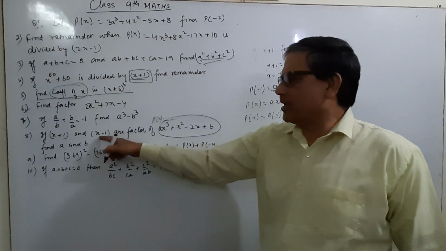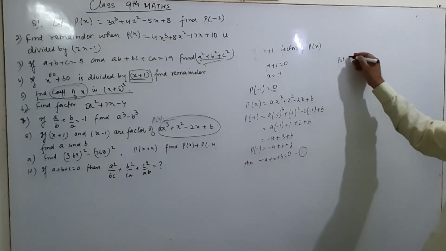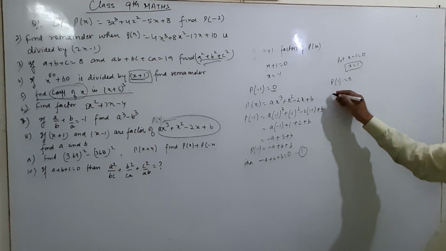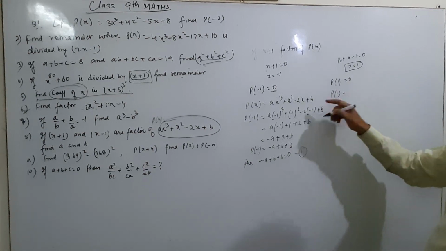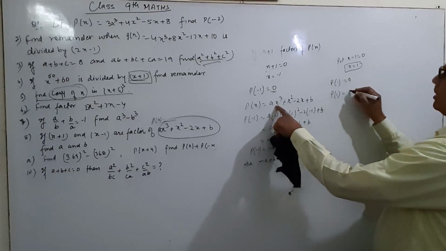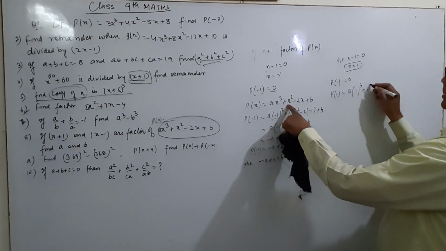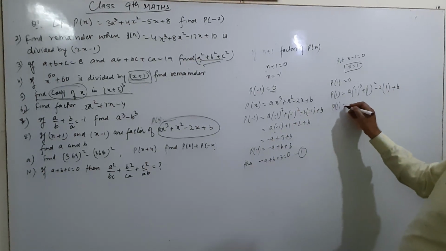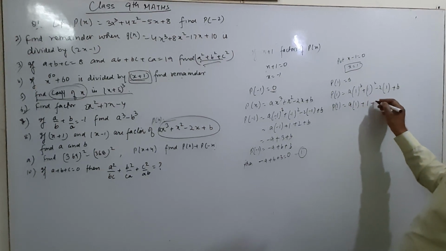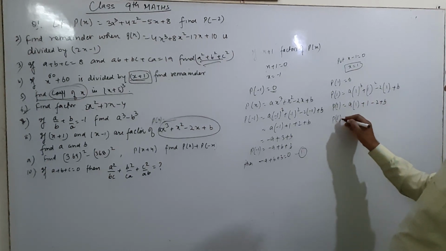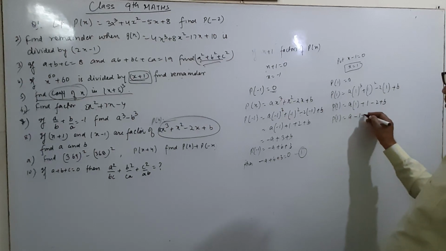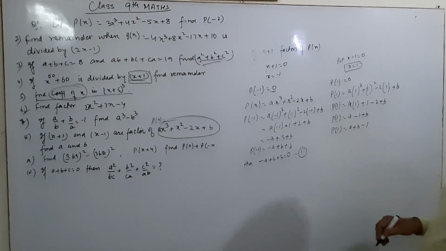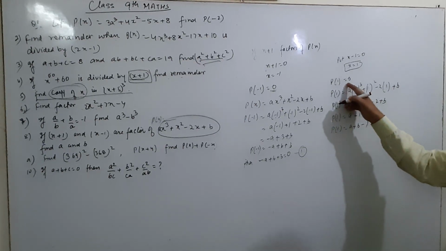And then x minus 1 is the factor. So put x minus 1 equal to 0. x equal to 1. So find P1. P1 equal to 0. Here we will put 1. So that means a times 1 cube plus 1 square minus 2 times 1 plus b. P1 is equal to a times 1 cube is 1, plus 1 minus 2 plus b. P1 is equal to a minus 1 plus b. We can write P1 is equal to a plus b minus 1. And P1 is equal to 0.